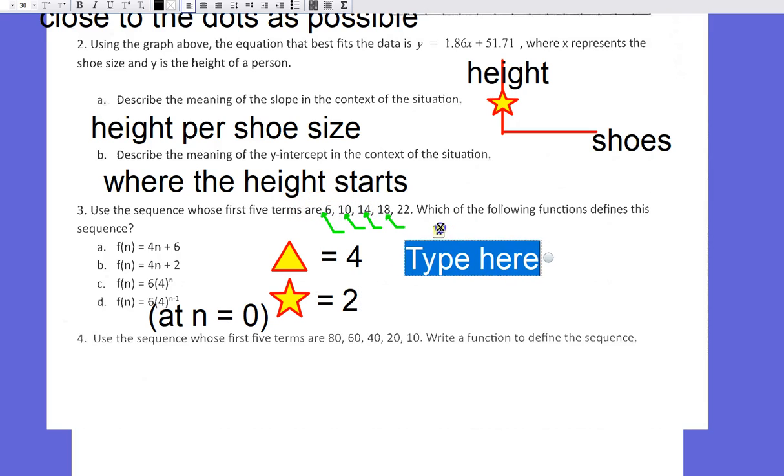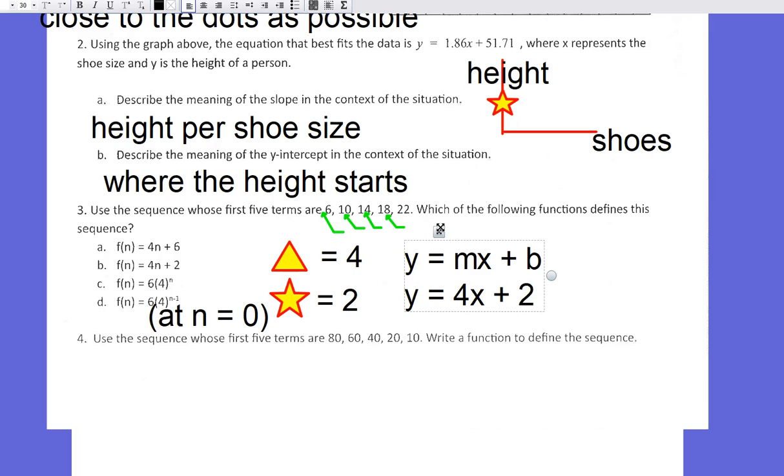And remember that y equals triangle x plus star. So y equals the slope times the variable plus the intercept. So y equals 4x plus 2, or 4n plus 2. Okay, so the answer is B. How did I get that? Because the 4 was the slope and the start was 2. So this is a sequence of numbers that starts at 2 and changes by 4.